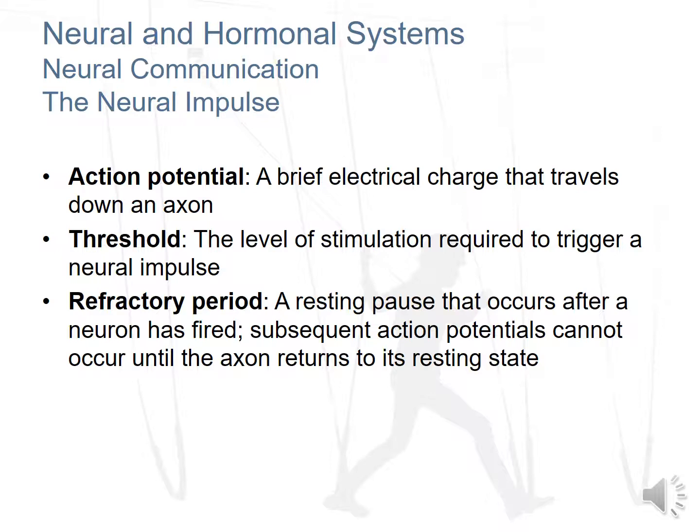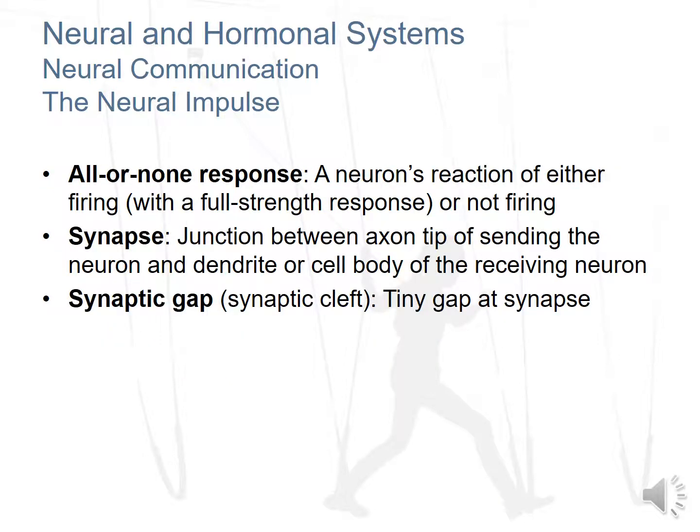Now, they do fire, but not continuously, so there is a refractory period. It's a resting pause that occurs after a neuron has fired. It can be very, very small, but the subsequent action potentials cannot occur until the axon returns to its resting state. Imagine if this was not the case and there was no refractory period, the axon signals would bump into each other as they're traveling, and we probably would not have effective communication or functioning. It is an all or none response, a neuron's reaction of either firing with a full strength response or not firing.